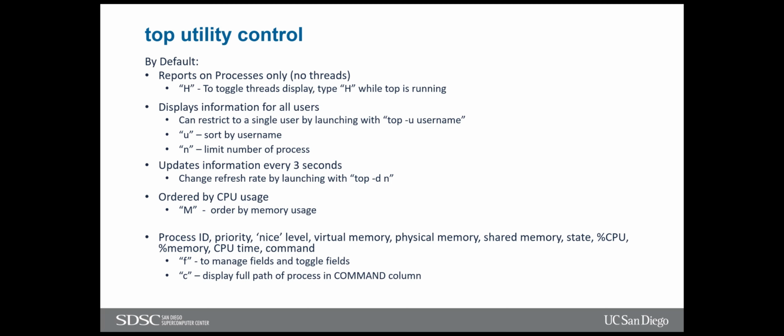By default, as I mentioned, if you're looking at memory or CPU, it will put the ones using the most CPU or the most memory at the top. So if you're only interested in who's using the most, you can limit it with the -n and say, I just want to look at the top 5 or top 10.